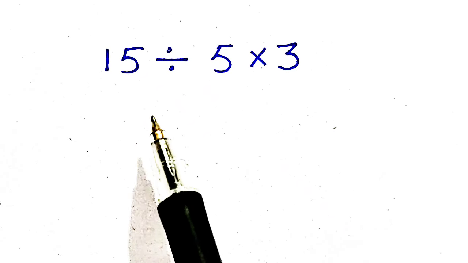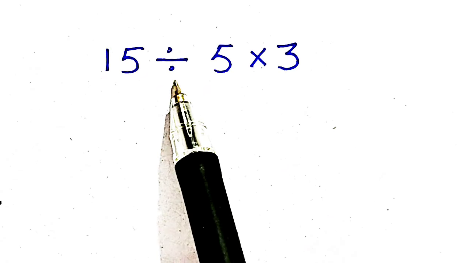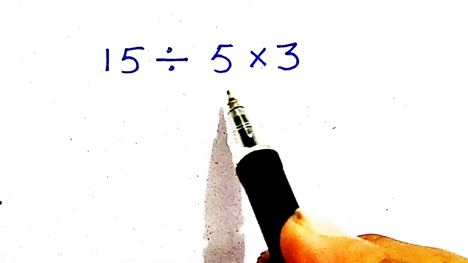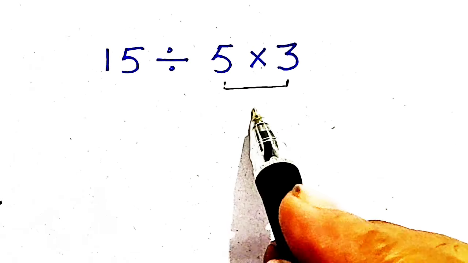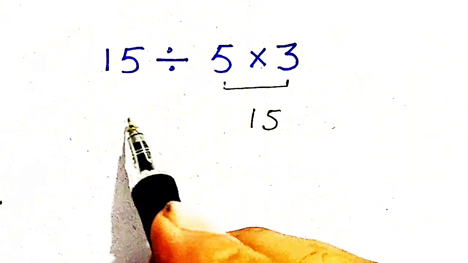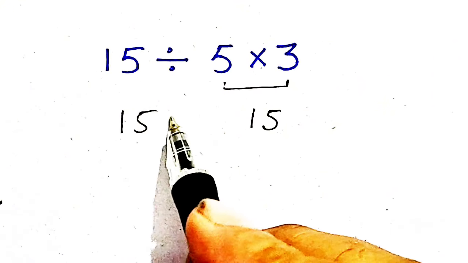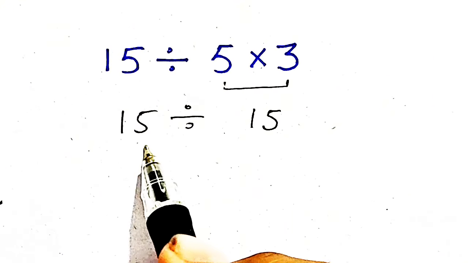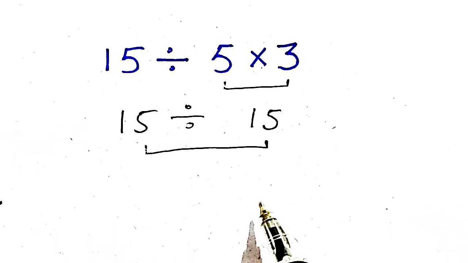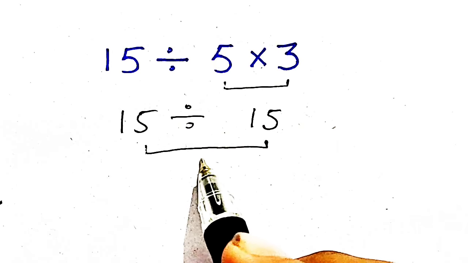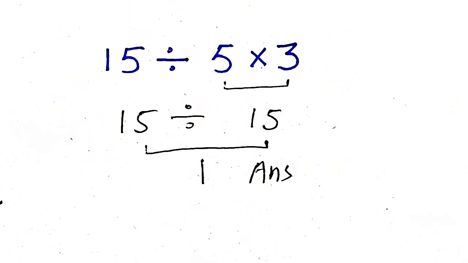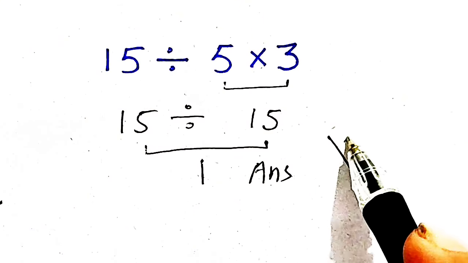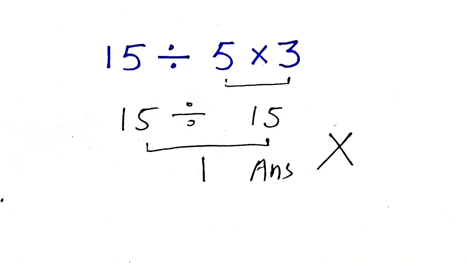Respectable audience, 15 divided by 5 times 3. Here, 5 times 3 will be equal to 15. And here is 15 divided by 15. So 15 divided by 15 will be equal to 1. Hence 1 will be our answer. But remember that 1 is not our answer.